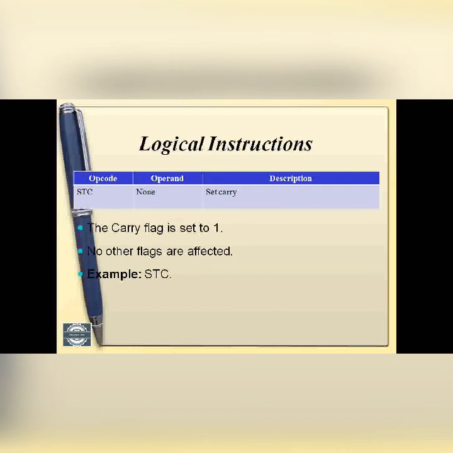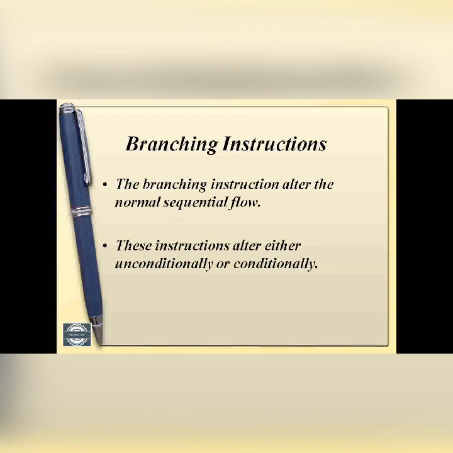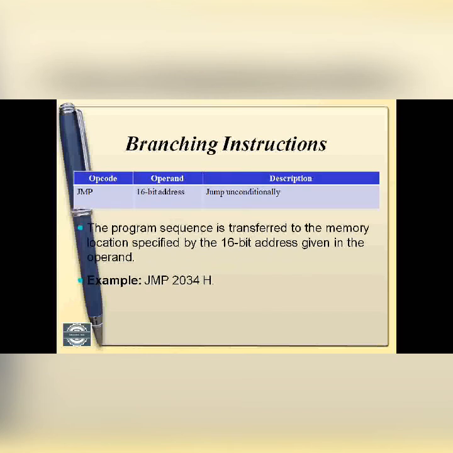Before starting the branching instructions, once again I am telling you that all these instructions you have to follow and write down for any type of practical. If you are doing it on a simulator or anywhere, please remember these instructions. Now the branching instructions are coming. By the name you can see the branching purpose. Branching alters the normal sequential flow. First one is JMP, that is jump unconditionally.